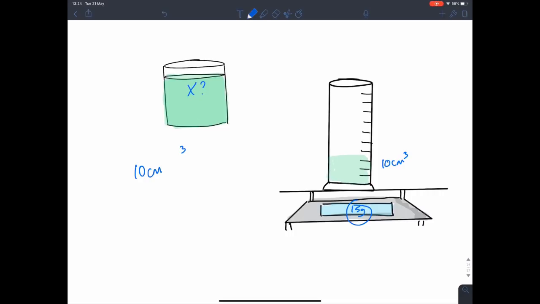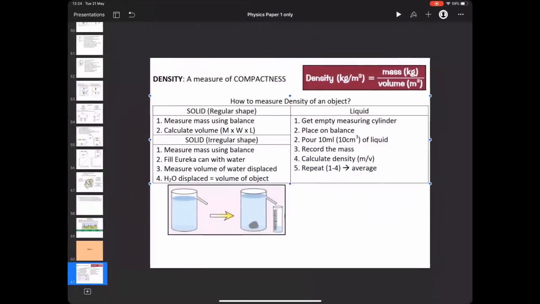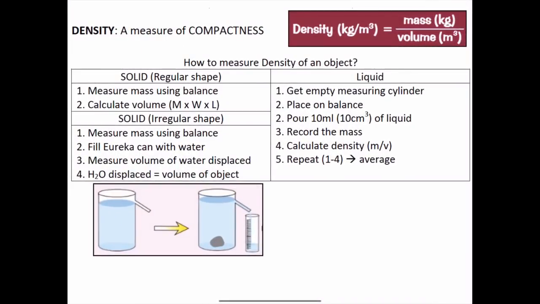Now to repeat that, you can do another 10 centimeters cubed, and you can keep repeating and work out mass every time and then calculate an average. So again, those 3 examples are written over here.